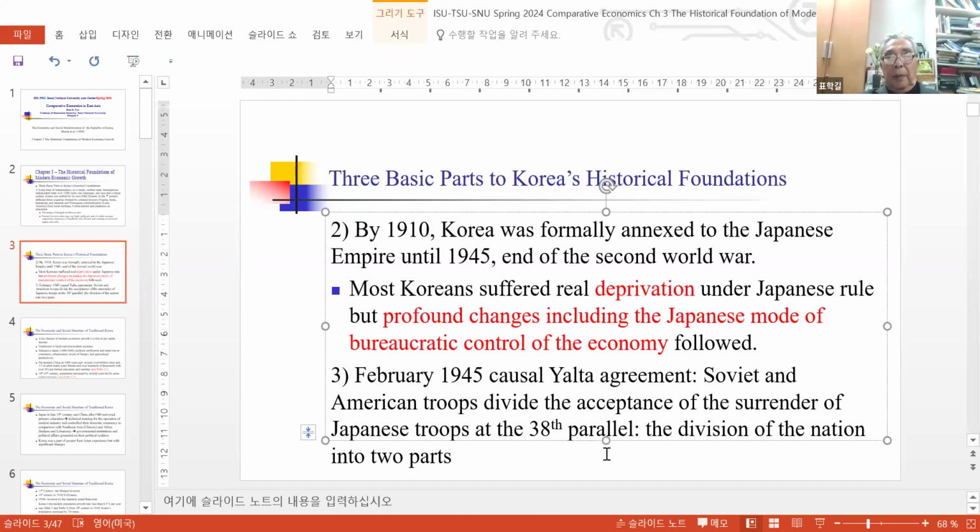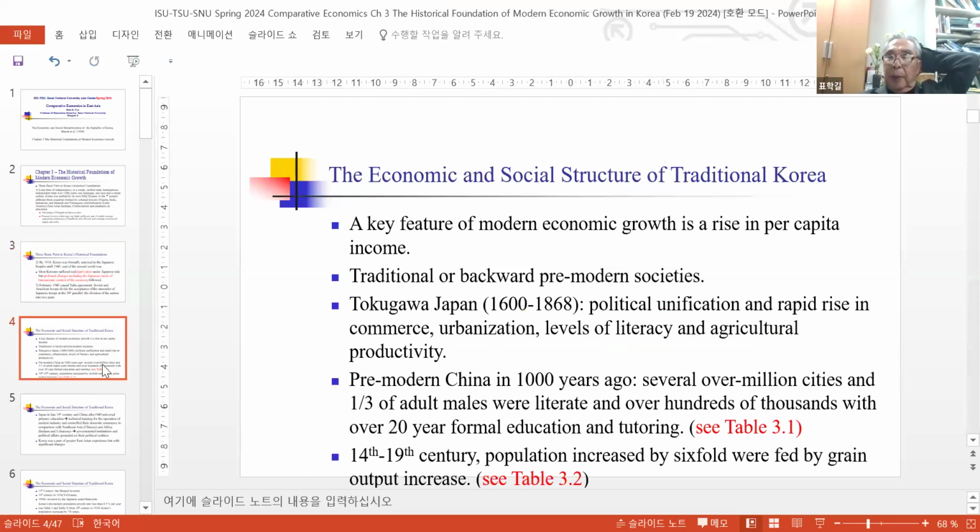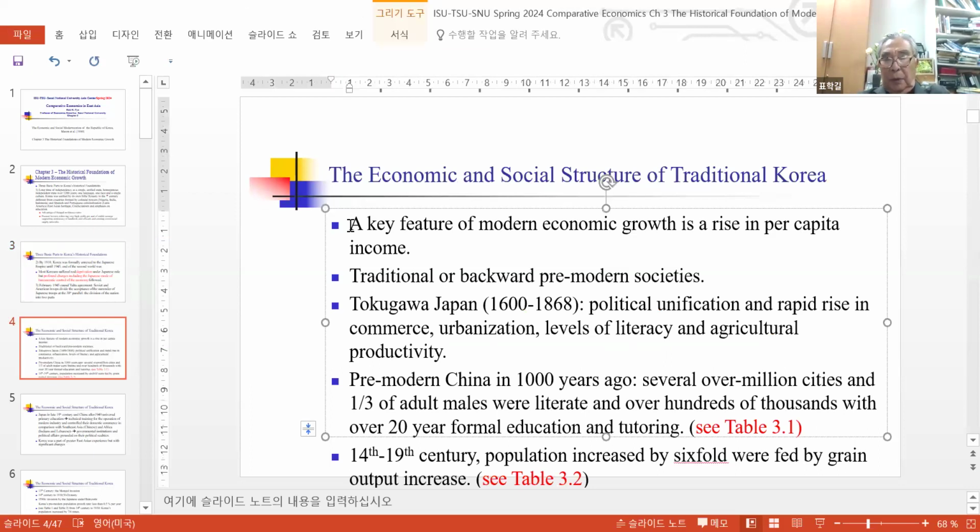At the 38th parallel, the division of the nation into two parts, North Korea and South Korea, as I said before. Okay, so a key feature of modern economic growth is a rise in per capita income. Now, this is always very important to understand. A key feature of modern economic growth, the best indicator, is a rise in per capita income.